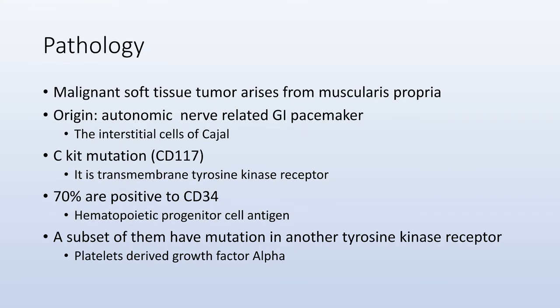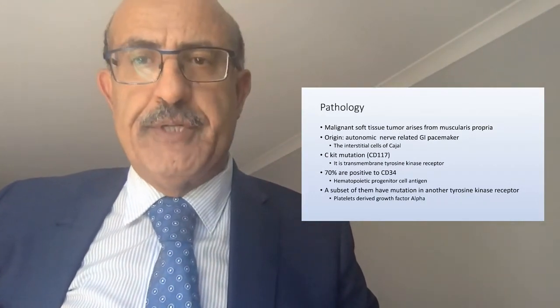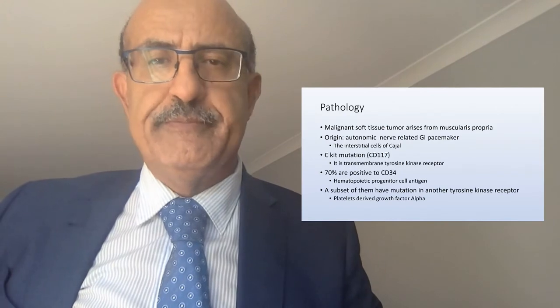There is a subset of these tumors that do not have these two markers, CD34 and CD117, but they have a mutation of a different type of tyrosine kinase receptor, and that's the platelet-derived growth factor alpha. Platelets produce a lot of factors, and some of them are growth factors, and one of them is the growth factor alpha that seems to be mutated in some of these tumors, and it contributes to the process of carcinogenesis by this mutation.